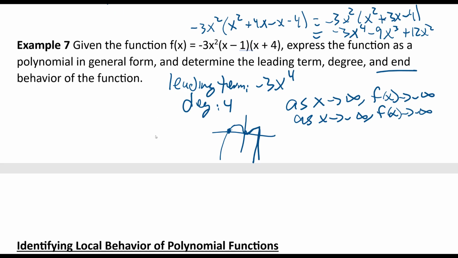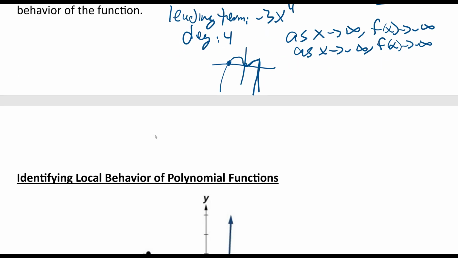Okay, in our next video, we'll talk about identifying local behavior of polynomial functions.